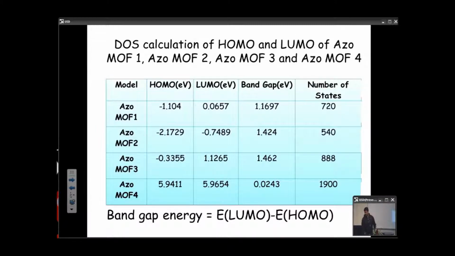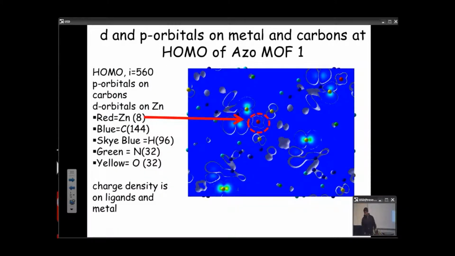So these are some outputs, the DOS calculations of HOMO and LUMO of isomorph 1, 2, 3 and 4. Here the band gap energy is calculated: subtract the energy of HOMO from the energy of LUMO. Here we can see that after geometry optimization, that model is viewed in VASP view. The charge density can be found in the ligands and metals. Here in the red color, which is zinc, the 8 zinc ions coordinate with the ligands to form this complex, the MOF.